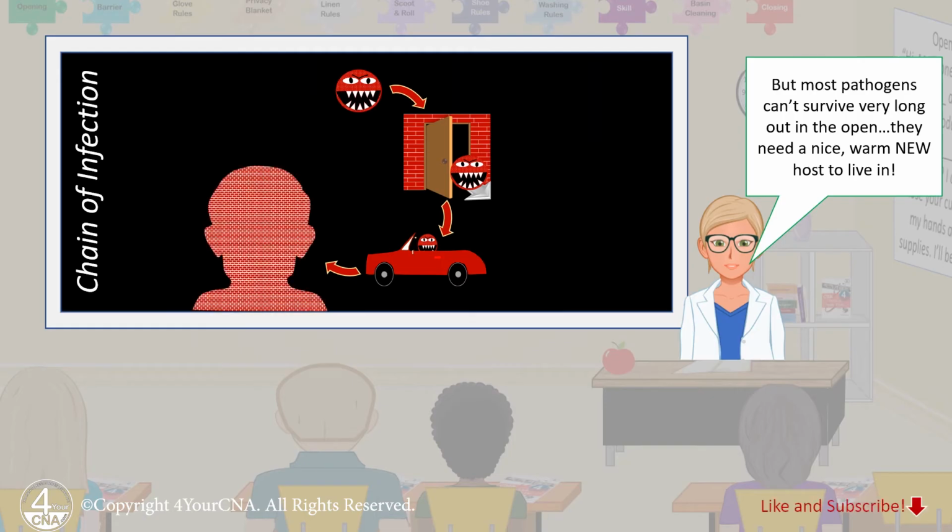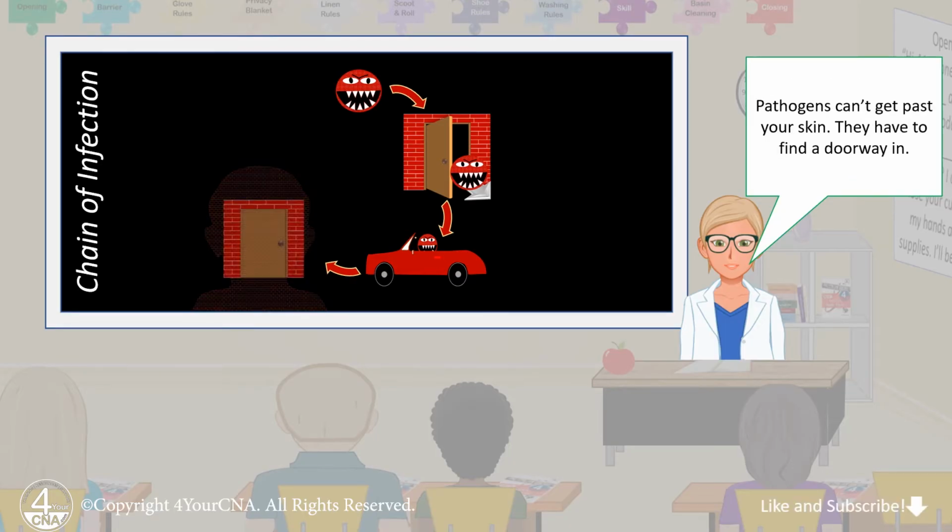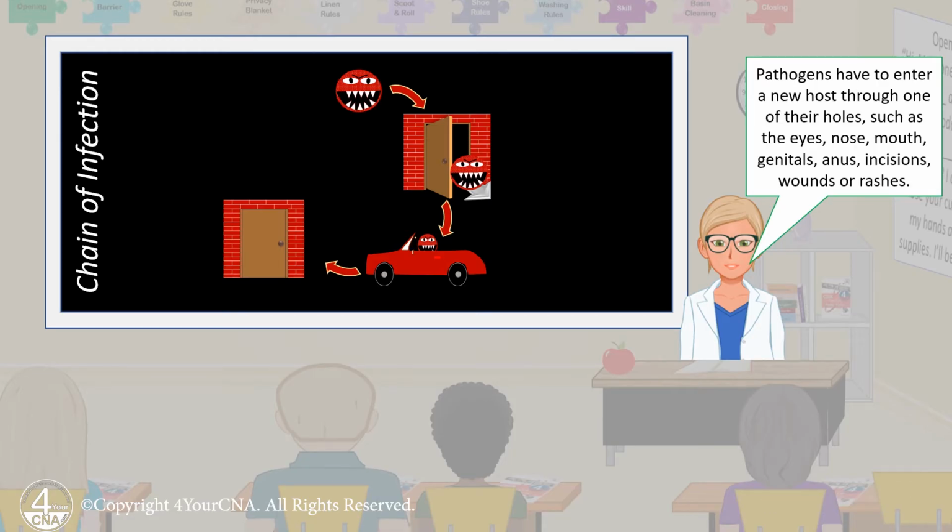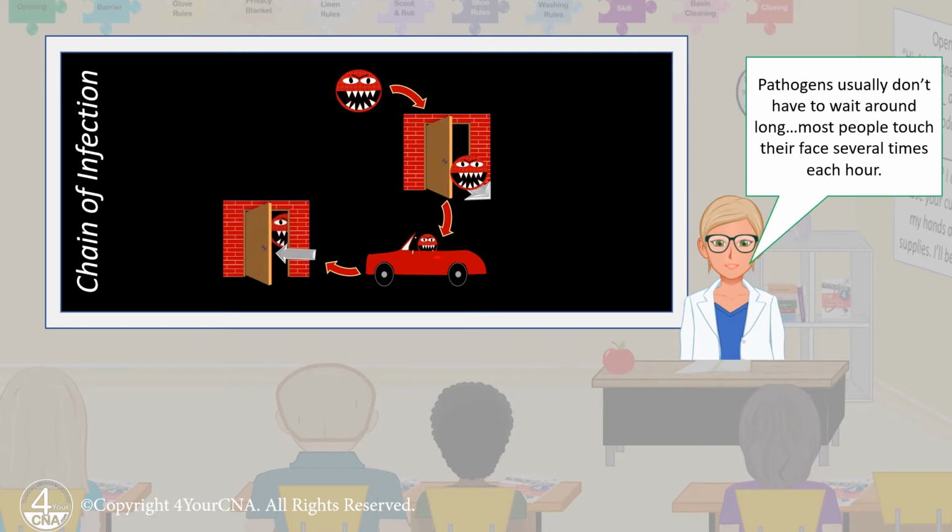But most pathogens can't survive very long out in the open. They need a nice, warm, new host to live in. Pathogens can't get past your skin. They have to find a doorway in. Pathogens have to enter a new host through one of their holes, such as the eyes, nose, mouth, genitals, anus, incisions, wounds, or rashes. Pathogens usually don't have to wait around long. Most people touch their face several times every hour, and your face has lots of holes for pathogens to enter.